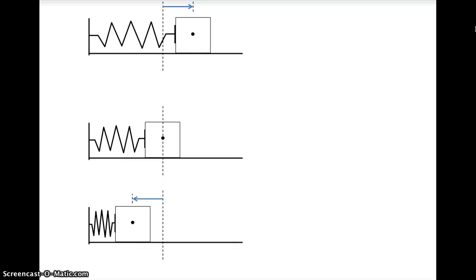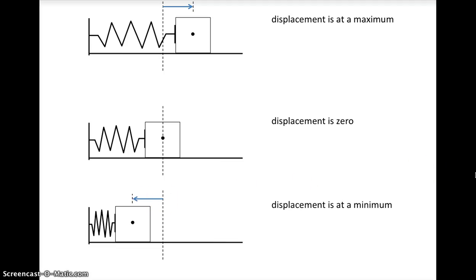So what did we say? Well, the displacement is at a maximum here because it's all the way to the right edge of its path. Here, the displacement is 0 because it's at the center of the path. And then down here, we've been pushed all the way as far as we go, but to the left. So we have a very negative displacement, making it the minimum displacement at this moment.